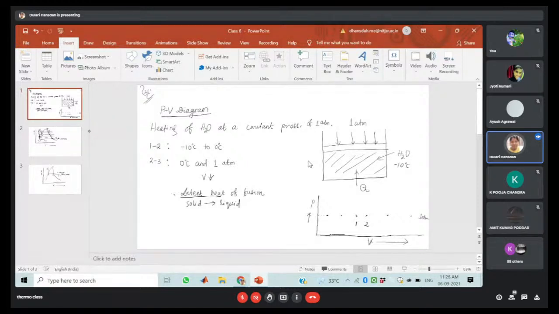As I have told you, the 2 to 3 process is the phase change process. Solid ice will convert into liquid. So in this case, your volume will decrease. Somewhat, let us consider it is 0.3. So here you can see that your volume is decreasing. Now we will consider the 3 to 4 process.